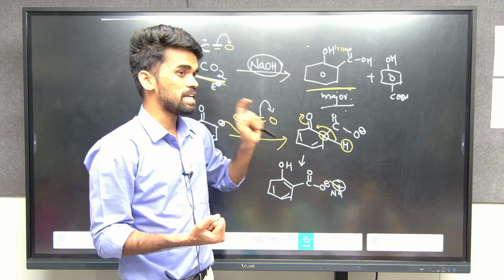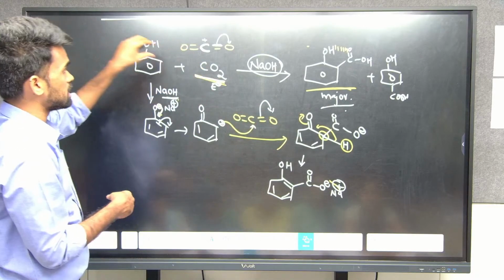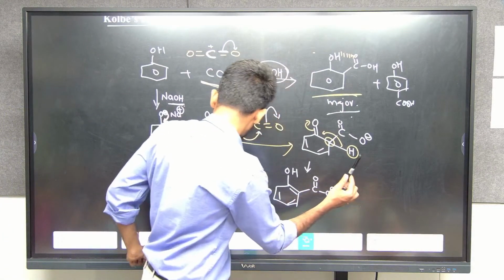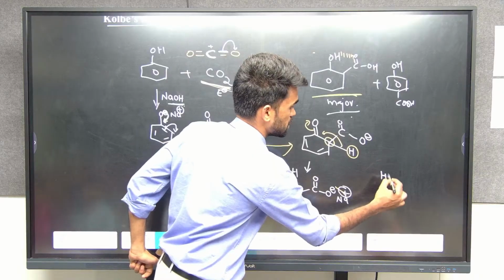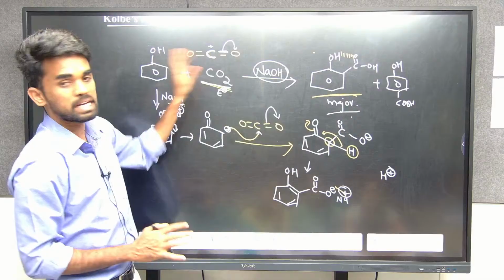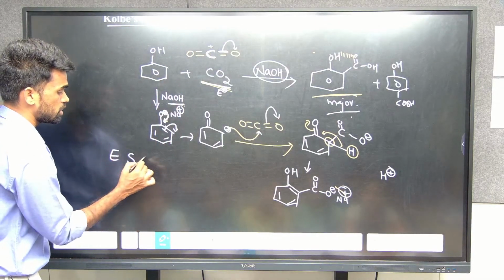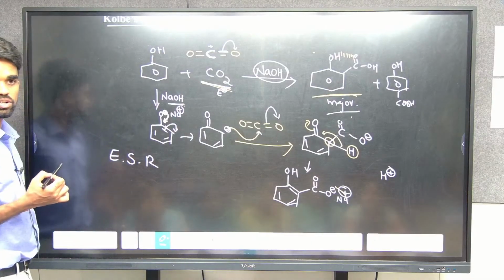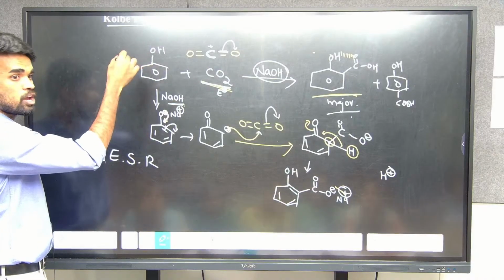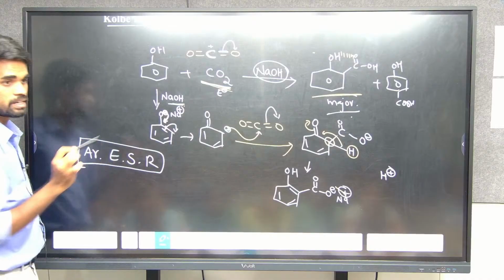Okay, and what is the electrophile involved? CO2. See, one electrophile is entering the substrate and another electrophile, H plus, I am removing. H plus is also considered an electrophile. So one electrophile is replaced by another electrophile. So we can simply say it is an electrophilic substitution reaction. On which ring is it happening? The aromatic ring. So aromatic electrophilic substitution reaction.